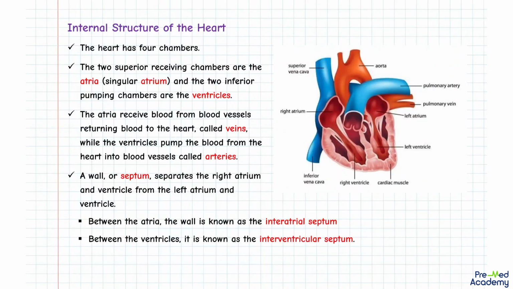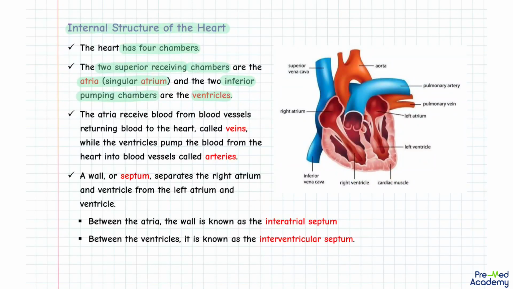So finally, here is the internal structure of the heart, which you may already be vaguely familiar with from school. The heart has 4 chambers. The 2 superior chambers are the receiving chambers, and they are the atria or atriums, atrium in singular, and the 2 inferior pumping chambers are the ventricles.